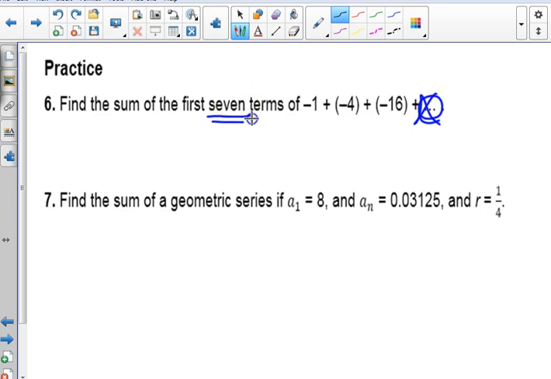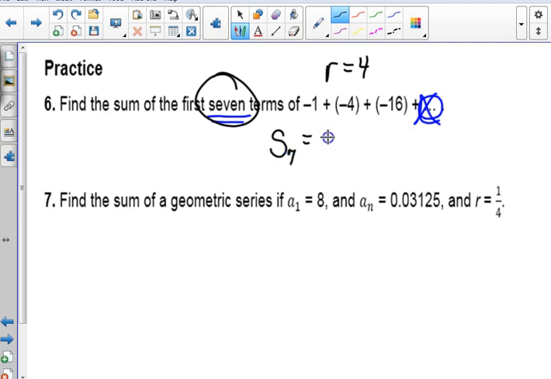You couldn't find the sum if it said find all of them, because r is what? Yeah, it's divergent. The sequence is divergent. R is 4. So you can't do an infinite, but you can do 7. I thought for a minute you couldn't do it, but so you can do 7.